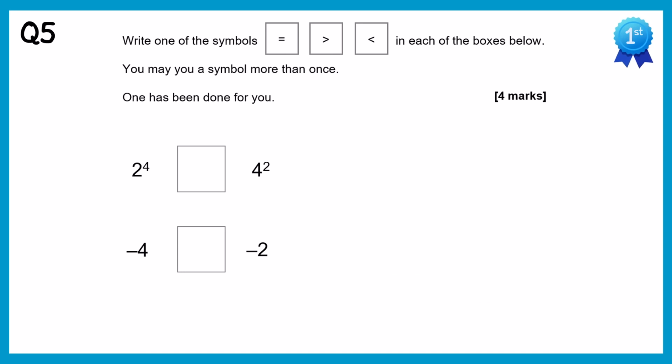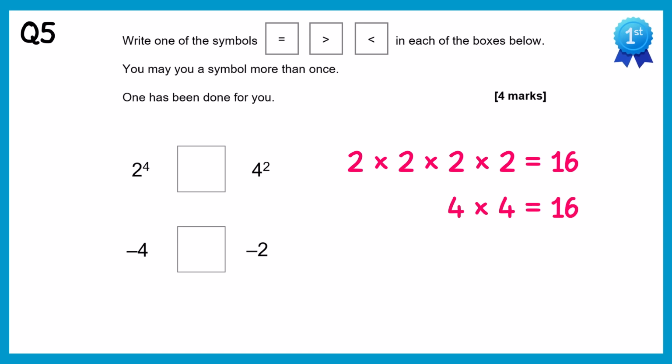In this next one, we need to do some indices. We've got 2 to the power 4, which means we need to do 2 multiplied by 2 multiplied by 2 multiplied by 2. Notice how we have 4 2's here. If we do 2 times 2, that's 4, then times 2 again, that's 8, and times 2 once more, we get 16. So 2 to the power 4 is 16. 4 squared just means 4 times 4. And 4 times 4 is also 16. So these are the same, so we can use an equal symbol.